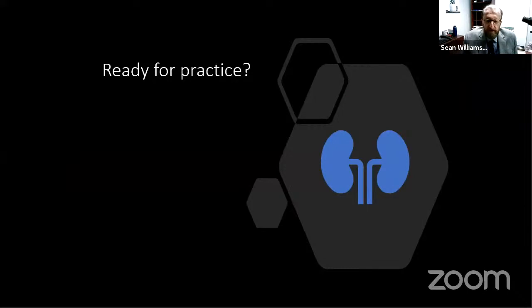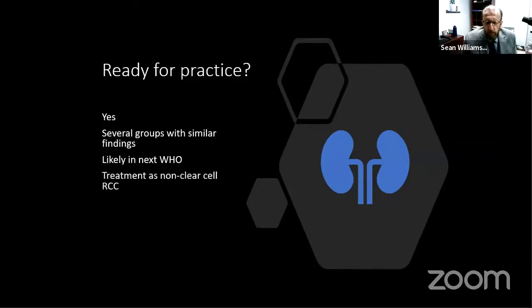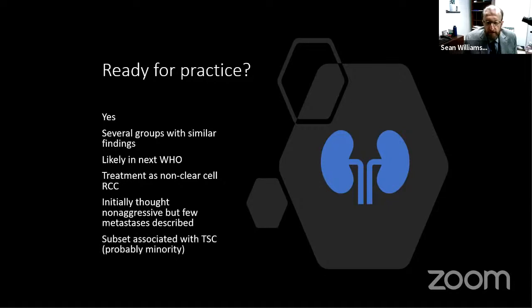So is the eosinophilic solid and cystic renal cell carcinoma ready for practice? Again, I would say yes. Several groups with very similar findings have all endorsed the recognition of this entity as a distinct entity. And I think it will most likely, from what I'm aware of, be included as a distinct entity in the next WHO classification, which is in progress now. For treatment purposes, it would likely be treated as a non-clear cell renal cell carcinoma. And as I mentioned, it was initially thought that these are non-aggressive, but a few metastases have been described, so likely we should consider them malignant.